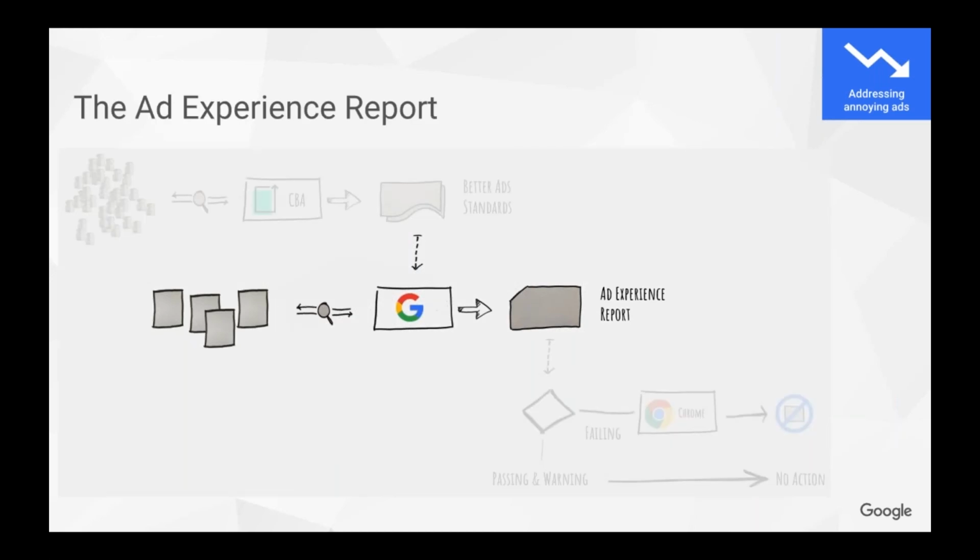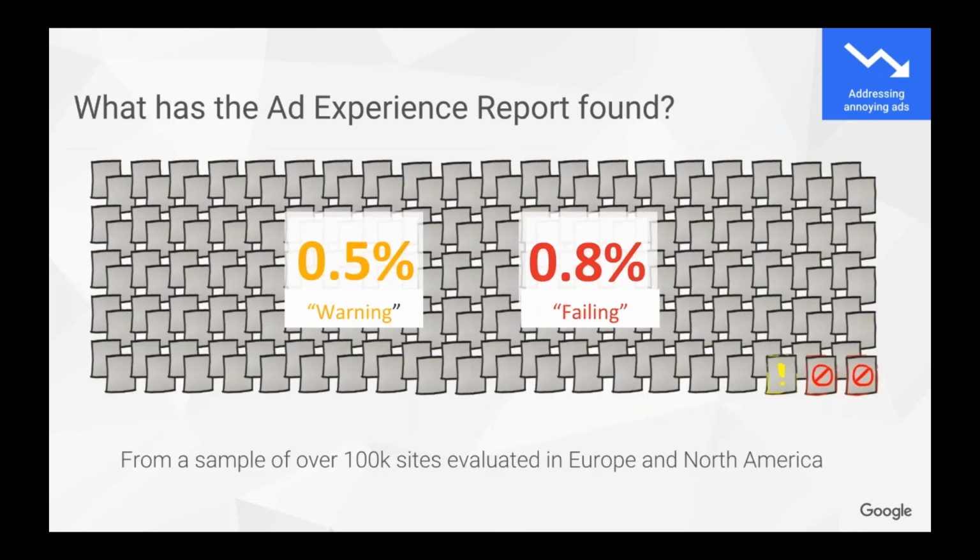I mean, the ad experience report is out for some time now, and the findings are really interesting, I believe. So here you can see an illustration of how many websites have a warning or failing status based on over 100,000 sites evaluated in Europe and North America. You can really see that it's just a tiny piece, like 0.5% of publisher websites with a warning status, and a bit over 0.5, like 0.8%, almost 1% just with a failing status in those two regions.